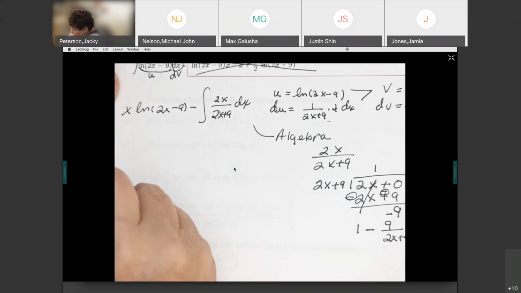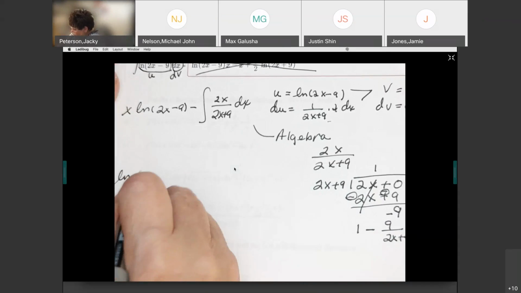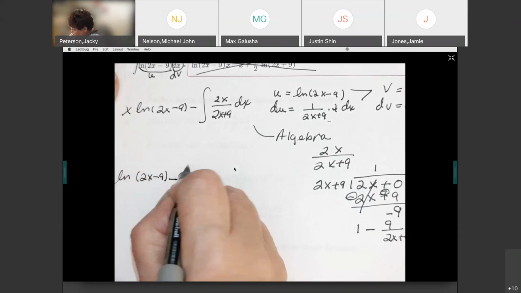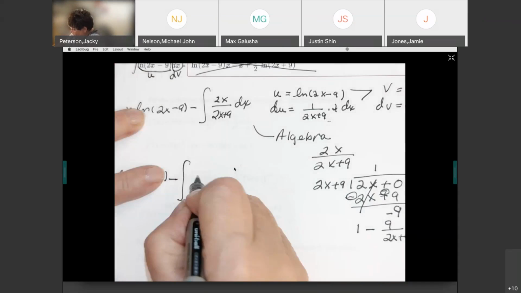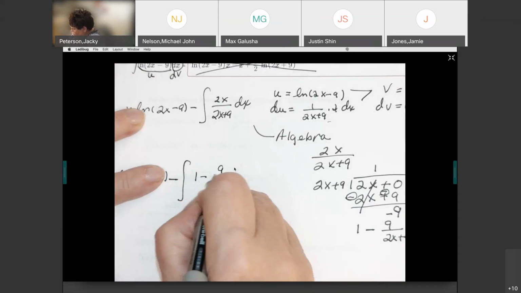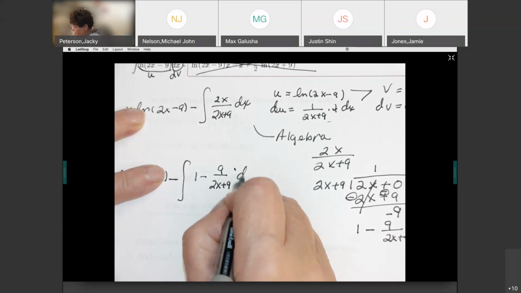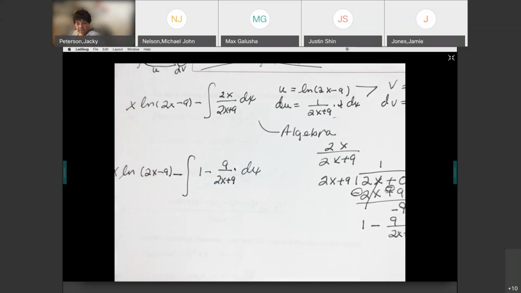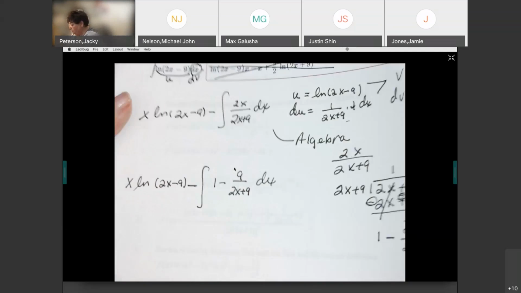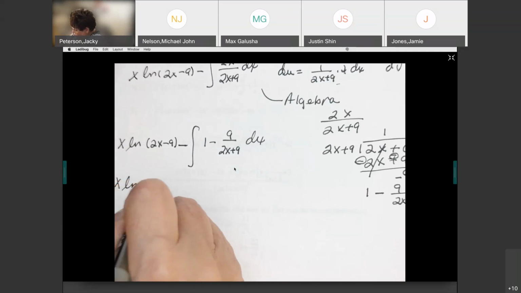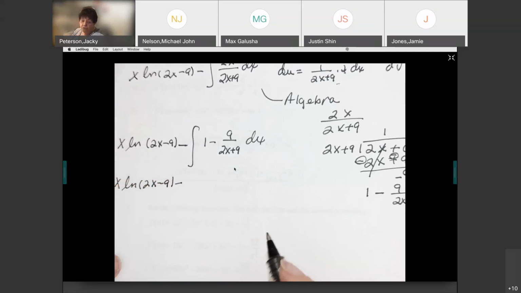So you get x natural log of 2x minus 9 minus the integral of 1 minus 9 over 2x plus 9 dx. Yes, you can do that, unfortunately. This is not a STEM class, so I try not to take you too far into the weeds.